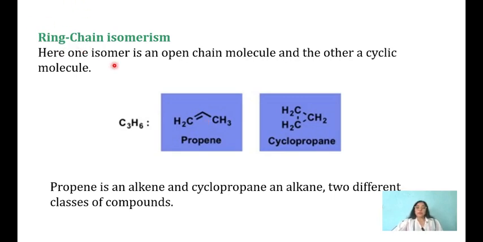Coming to ring chain isomerism. Here the molecular formula is C3H6. That means it is propene, CH2 double bond CH, CH3. Now, if you change the arrangement of atoms such that it becomes a cyclic compound, it is cyclopropane. This is known as ring chain isomerism: one is a ring structure and the other is a chain. Propene is an alkene while cyclopropane is an alkane, so there are two different kinds of compounds. So, this is regarding ring chain isomerism.